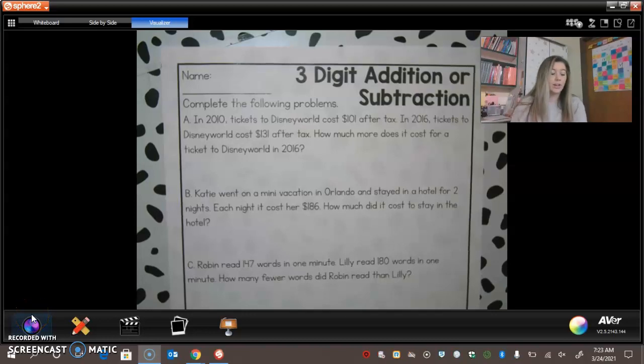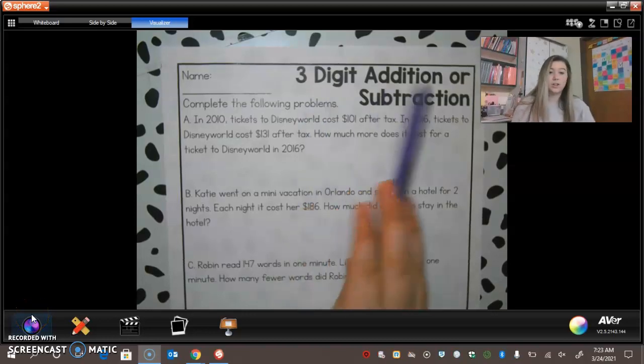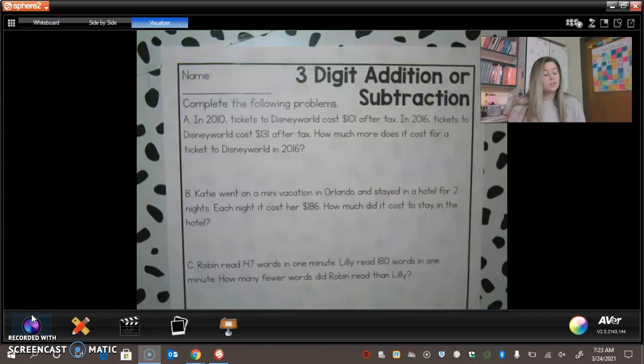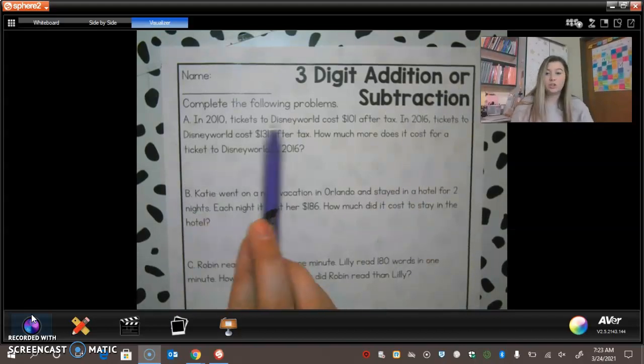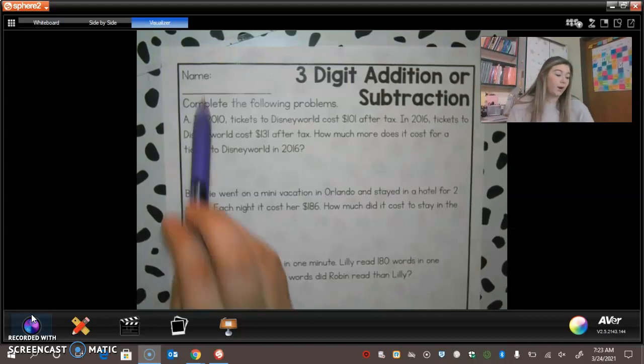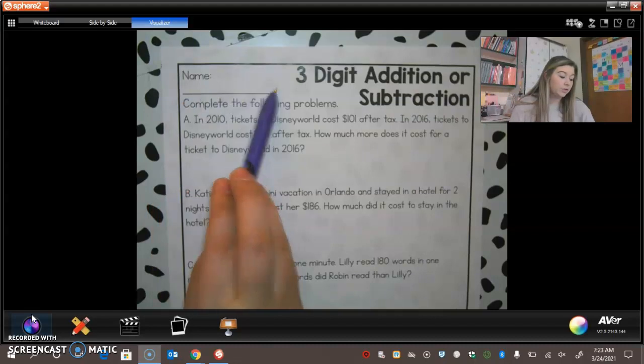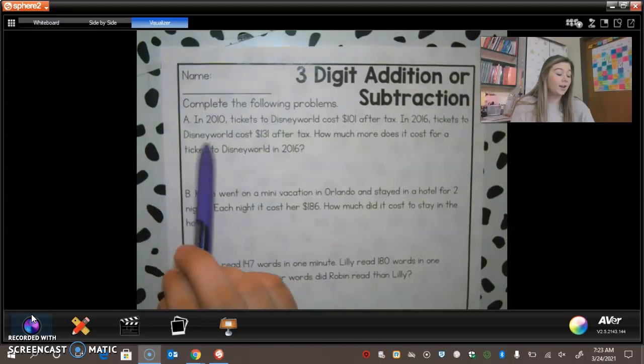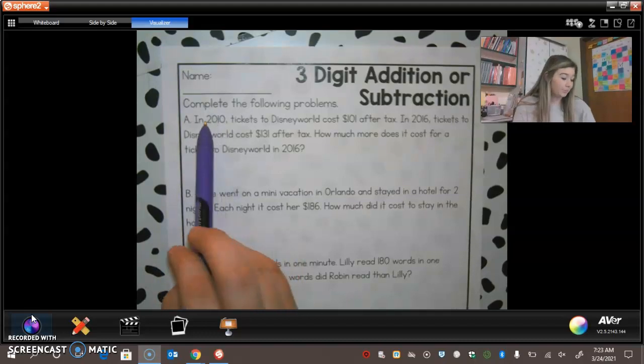This morning you will be working on the 3-digit addition or subtraction worksheet. So what I'm going to do is read the directions, and you should pause this video, complete the problem after I've read the directions, and then hit play when you're ready for the next problem. So make sure you put your name right here in the top left corner on this line. When you've done that, you can go ahead and continue with the rest of the video.